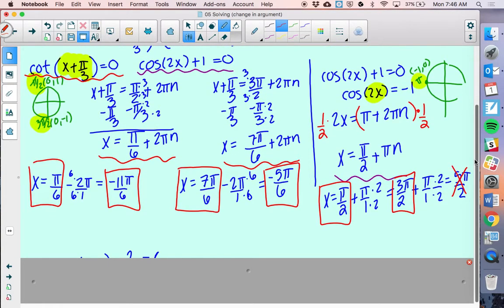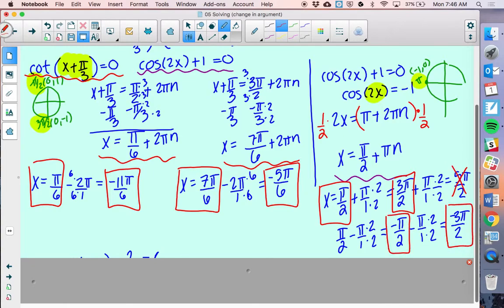Now I can also subtract, so pi over 2 minus pi, get a common denominator. 1 minus 2 is negative 1, so negative pi over 2. If I subtract again, minus pi, get a common denominator. So that'll give me negative 3 pi over 2. And that will be a solution also. And if I subtract again, it's going to be too far. So we've got this and this also. So those are all of my solutions.